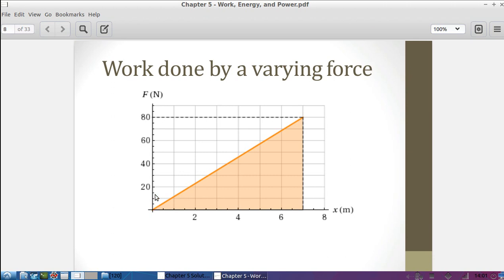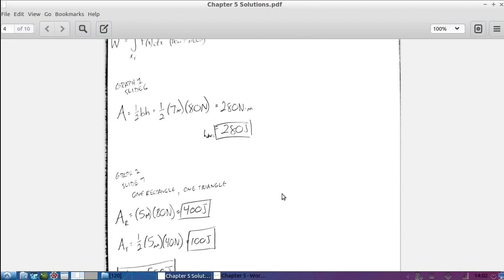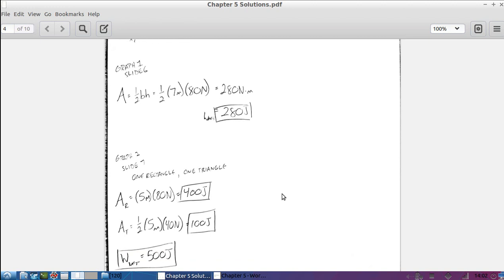The height of this triangle is 80 newtons. The base is 7 meters. So I'm in units of work, which is good, since a newton meter is a joule. So 1/2 base times height, I get 280 newton meters, 280 joules. If you're given a force displacement graph, all you need to do is take the area under that graph, whether it be a rectangle or a triangle or some combination of the two, find the area under that curve, and you've got the net work done.